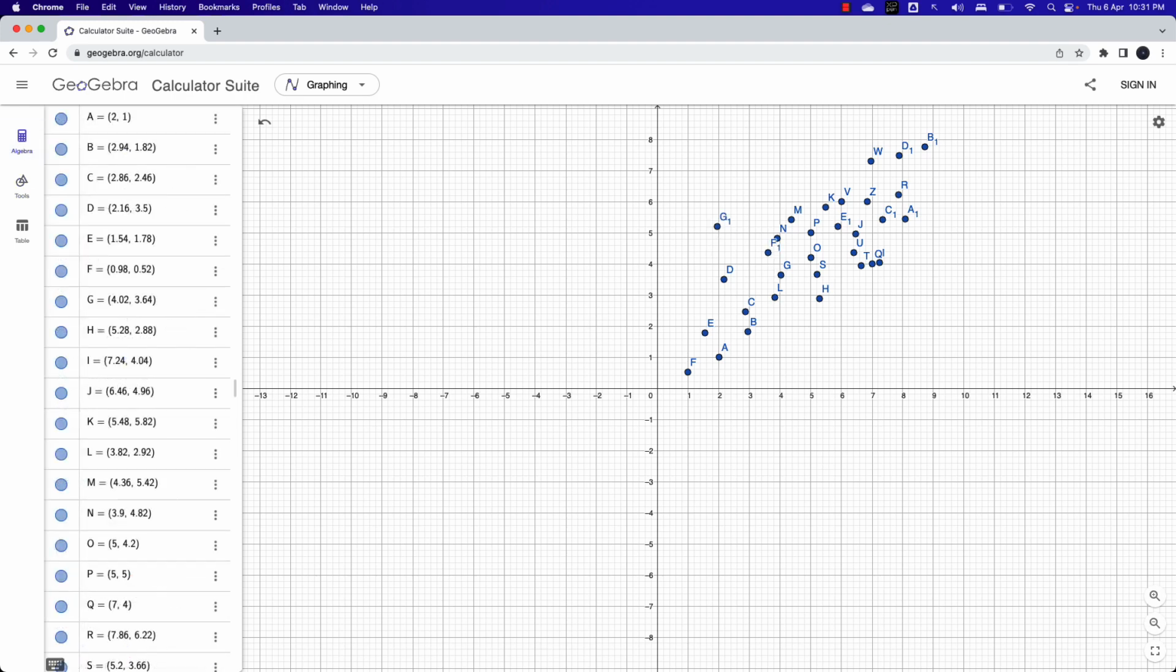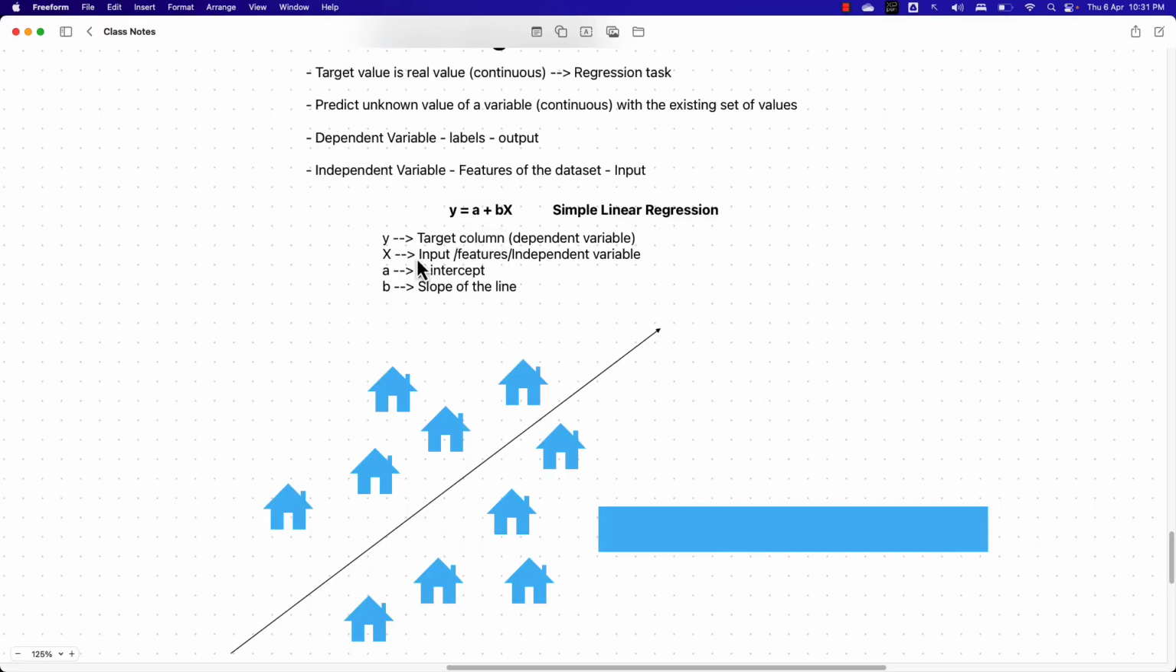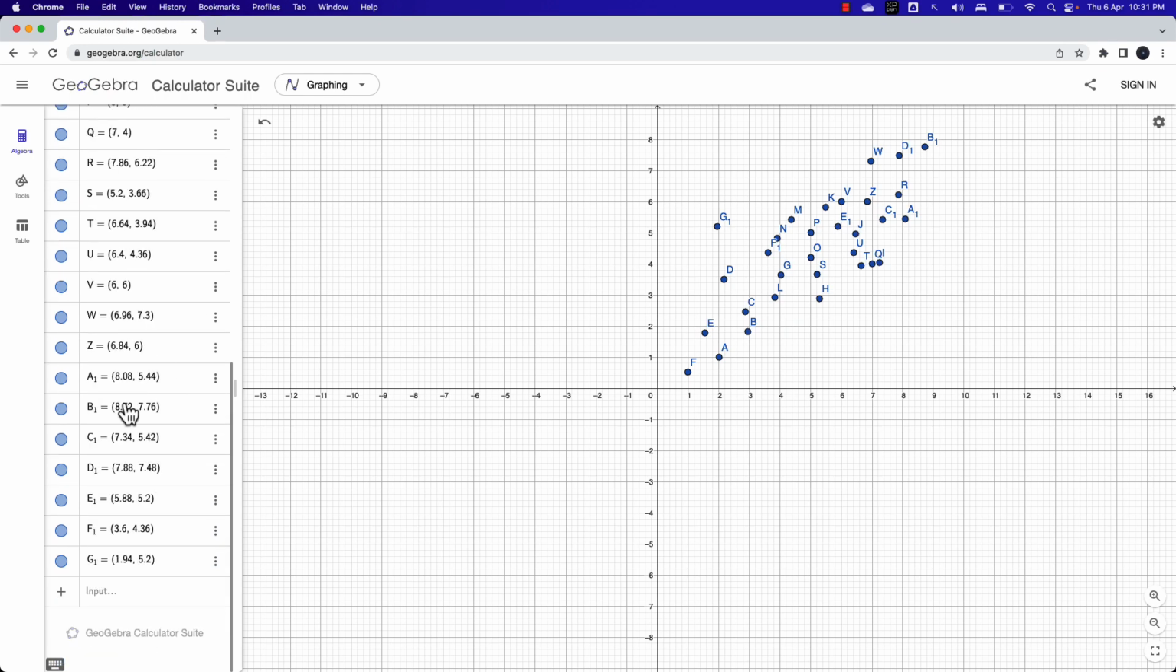Now, in the case of supervised machine learning, I have mentioned that we'll be representing the relationship between the input and output with the help of the equation y is equal to a plus bx, and this is simple linear regression. So how would this equation be represented mathematically? For demonstration, I'm going to mention y is equal to 2x plus 2.